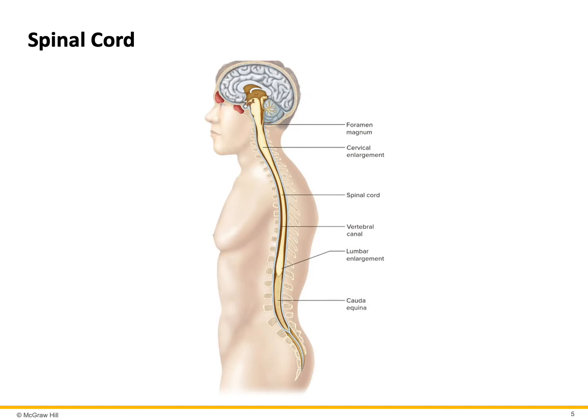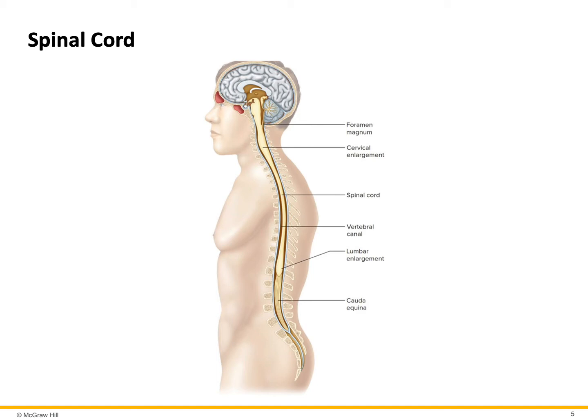Let's talk about the spinal cord now. So spinal cord is part of the central nervous system. It is located in vertebral canal. Spinal cord starts at the level of foramen magnum of occipital bone, and it ends at the level between first and second lumbar vertebrae. The end of spinal cord has a shape of a cone, and it is called conus medullaris.